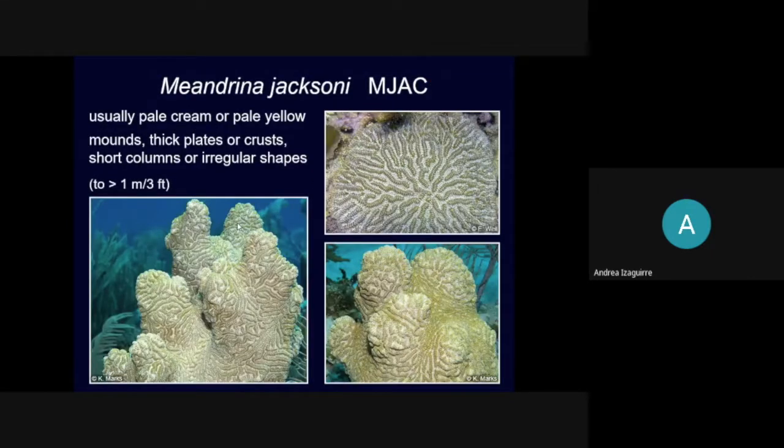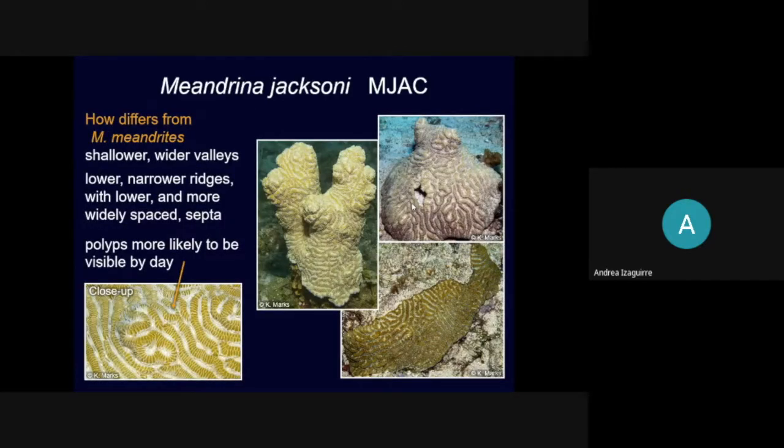So if you see in these pictures, you can see that wide valley. If you were looking at these colonies in real life, you would also be able to tell that those walls are really not that high. But just by going with that distinct septal shape and that wide valley, you will be able to tell that this is our Meandrina jacksoni, or MJAC.